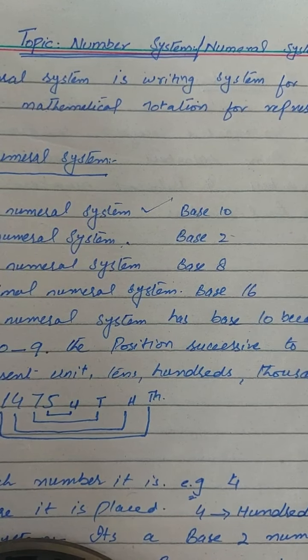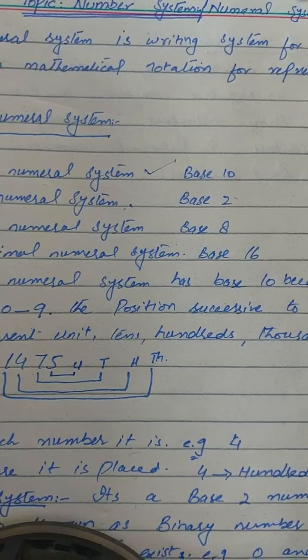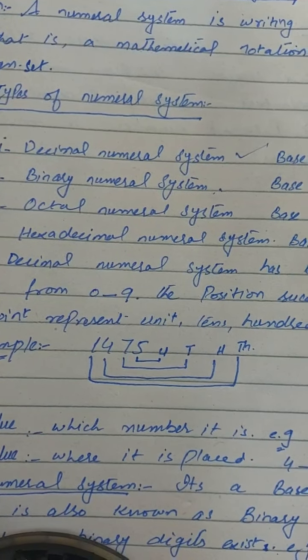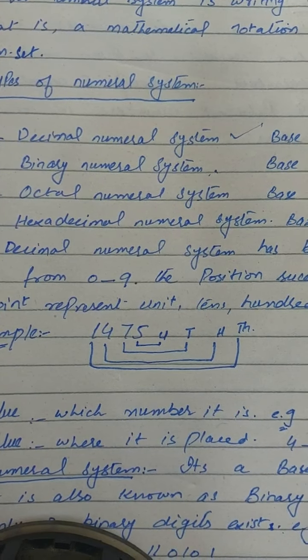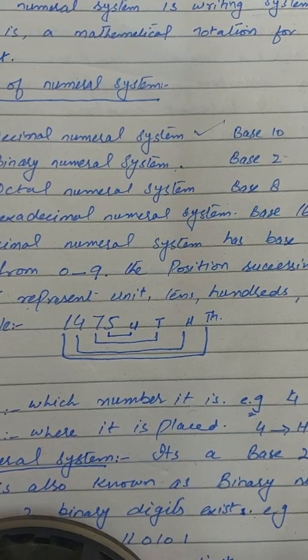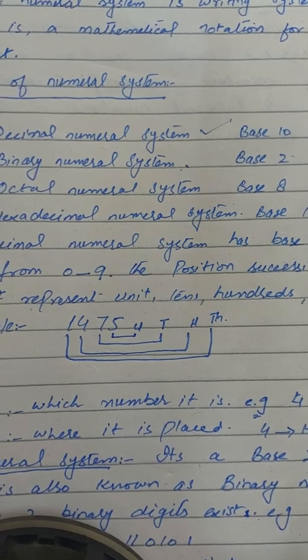Here is a definition of numeral system. A numeral system is a writing system for expressing numbers, that is, a mathematical notation for representing numbers of a given set. In very simple terms, it's a system of naming and representing the numbers. There are different types of numeral system as well. The first one is decimal, then binary, octal, and hexadecimal numeral systems. In maths, we are having only the decimal numeral system that we will discuss here.